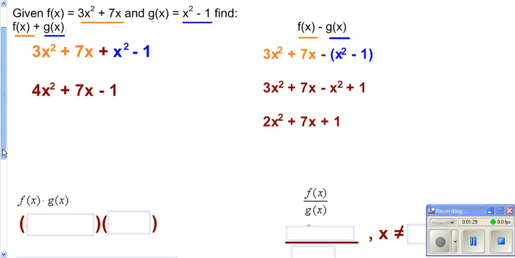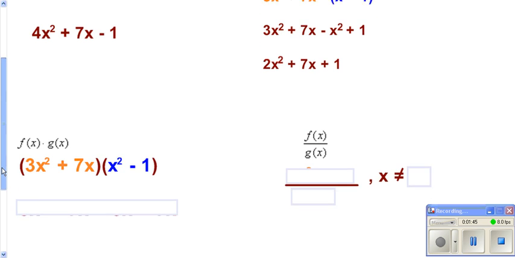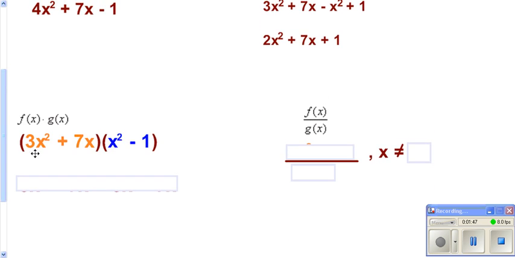Now, we next need to do this. It's f of x times g of x. So you need to go ahead and take your original function of f, plug it in here, and then you got to multiply that by your original function g, which is an x squared minus 1. Then we need to get rid of the parentheses, so you're going to have to FOIL that out.